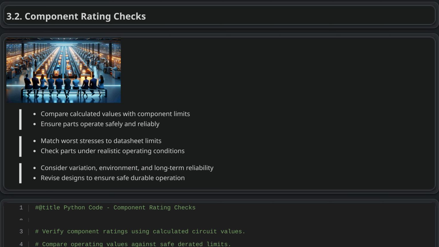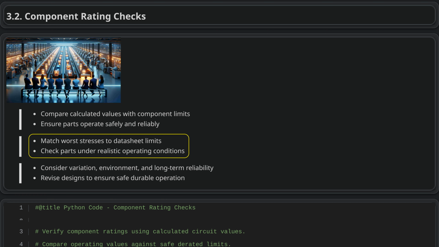Component rating checks. Component rating checks verify that a circuit's calculated voltages, currents, and power dissipation stay within the safe limits of the real parts. Even if a resistor or diode appears to work electrically, it can fail if it exceeds its power or current rating. The purpose is to ensure every component can perform its role safely and reliably in the final design. To check component ratings, identify what stresses each part and compare the worst-case conditions with its datasheet limits.